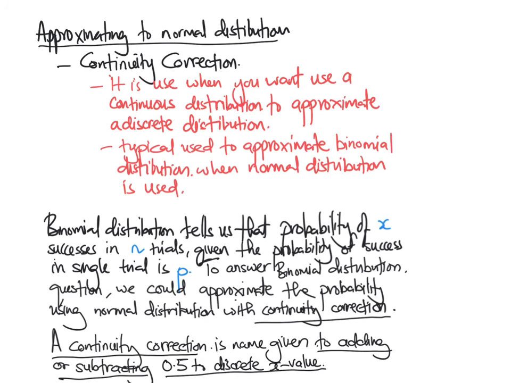So now, approximating to normal distribution. Continuity correction is used when you want to use a continuous distribution to approximate a discrete distribution, typically used to approximate binomial distribution or Poisson distribution when normal distribution is used.